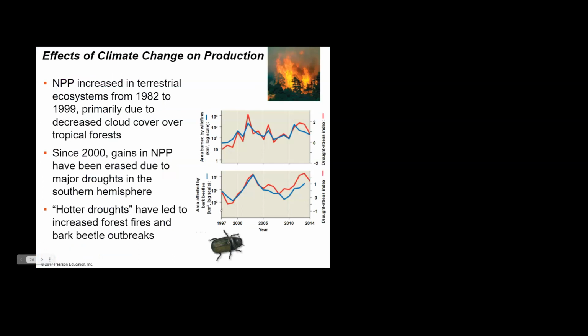So let's take a look at some of these individually. We're going to start with climate change. Climate change can impact an environment even at the producer level. So we can see that net primary production has increased in terrestrial ecosystems from 1982 to 1999. And that's primarily due to decreased cloud cover over tropical forests.